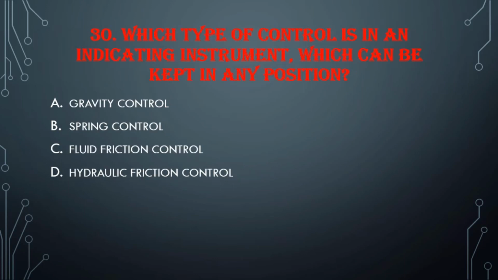The next question for you all, my friends, is: which type of control in an indicating instrument can be kept in any position? The options are: A. Gravity control. B. Spring control. C. Fluid friction control. D. Hydraulic friction control. And your time starts now.